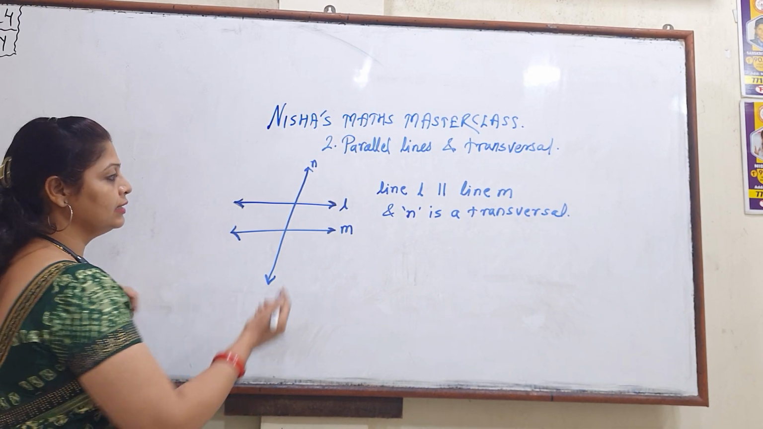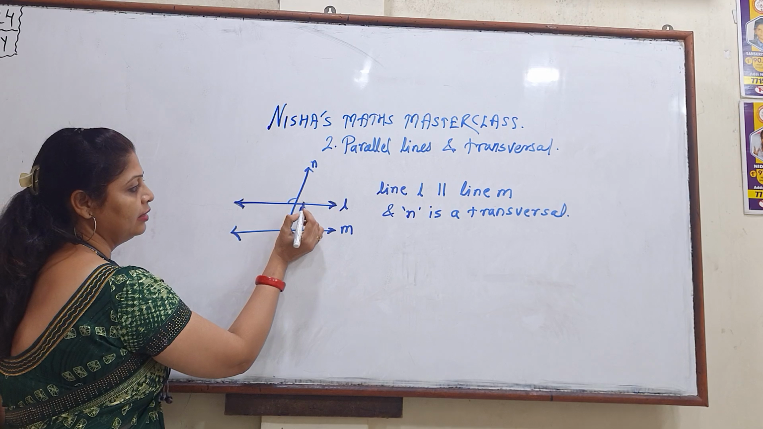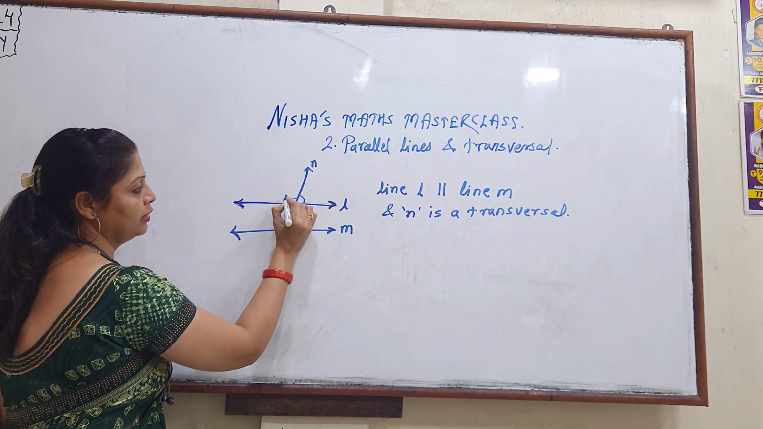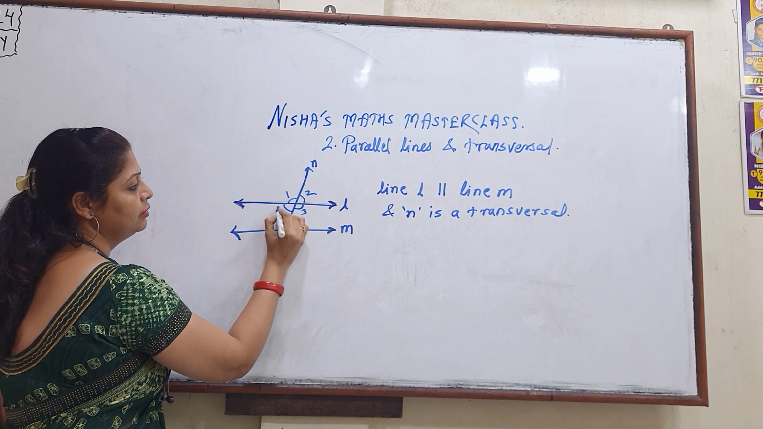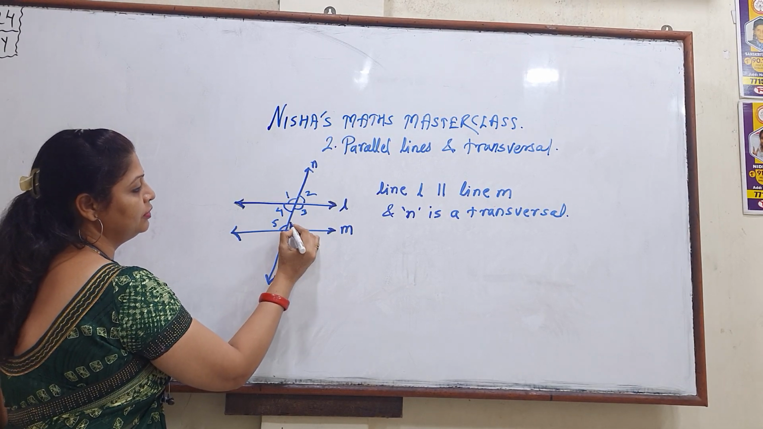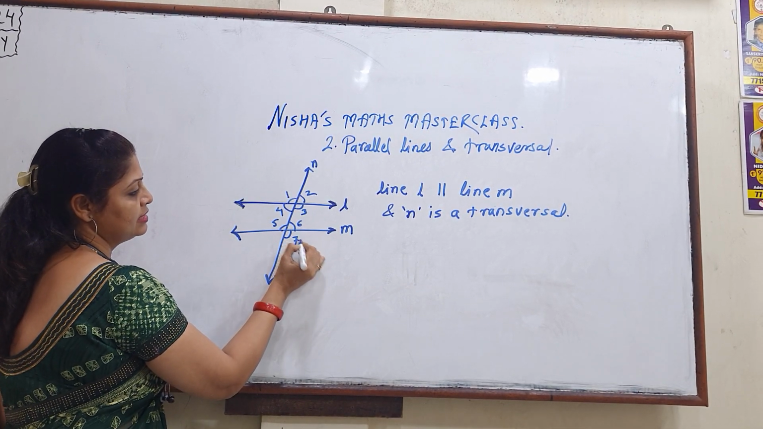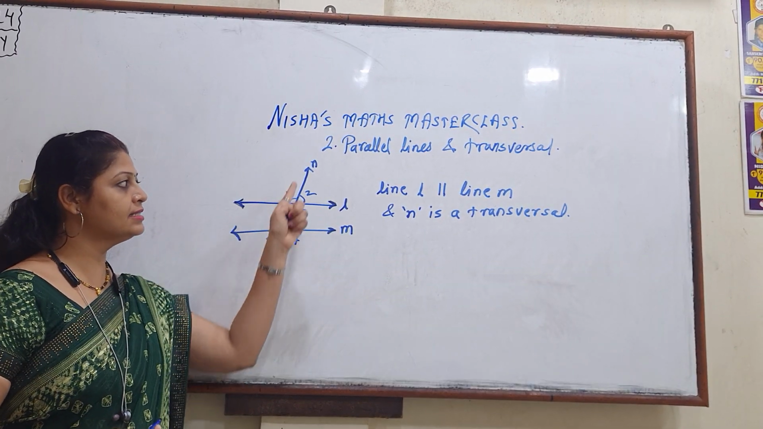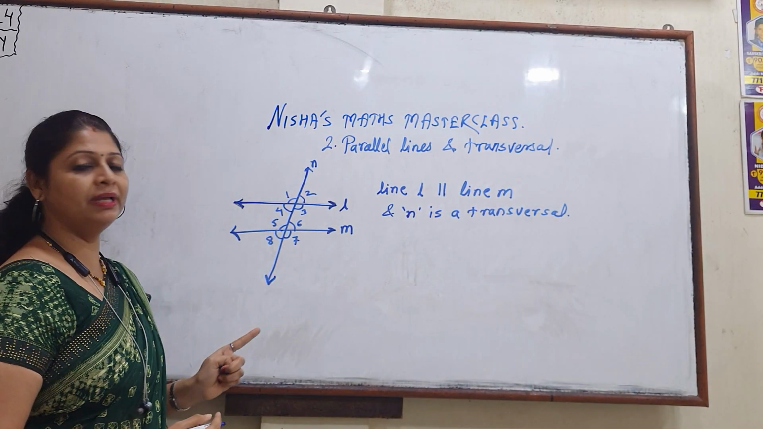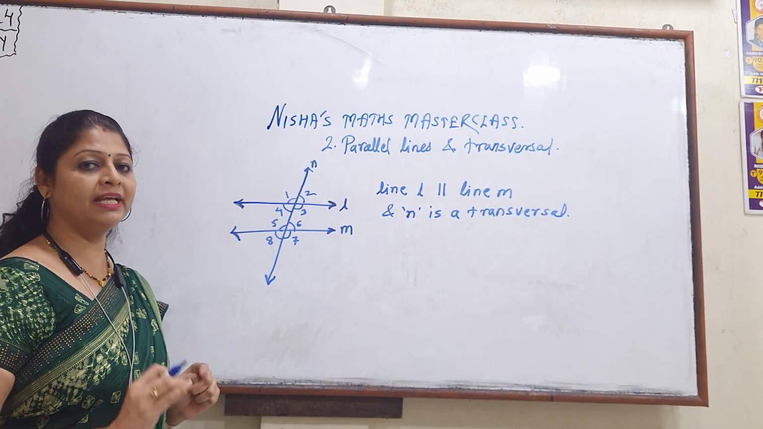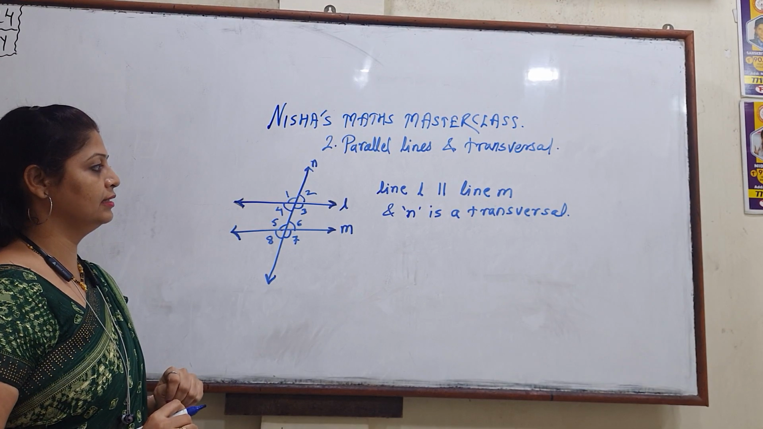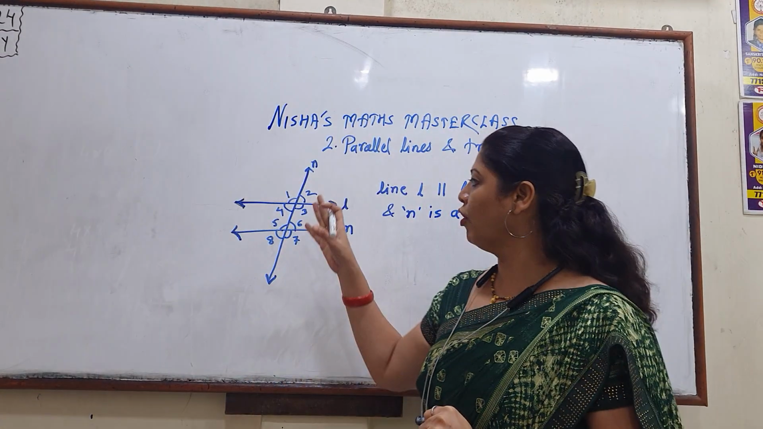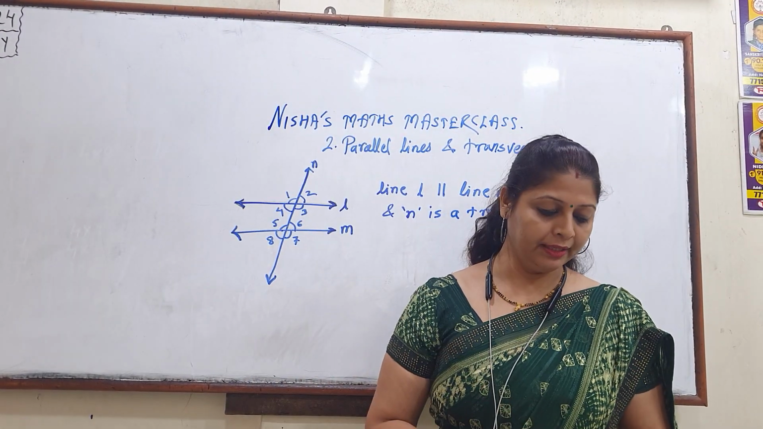So how many angles are there? See children, this is first angle, second angle, third angle, fourth angle. Then this is fifth, sixth, seventh, and this is eighth. So two parallel lines and one transversal make how many angles? 8 angles. And in this lesson, practice set 2.1, we have to learn about all such types of angles.